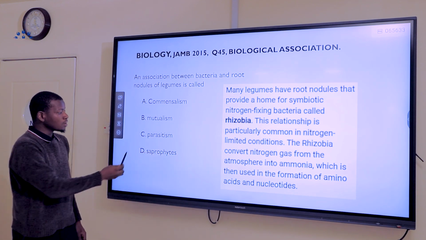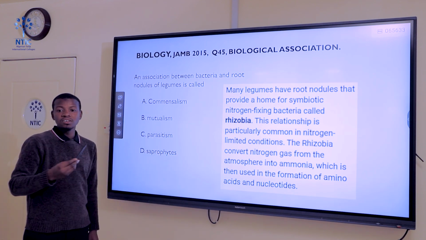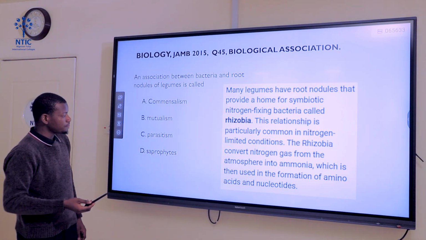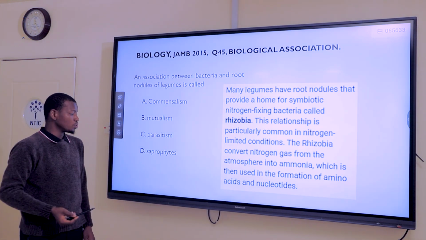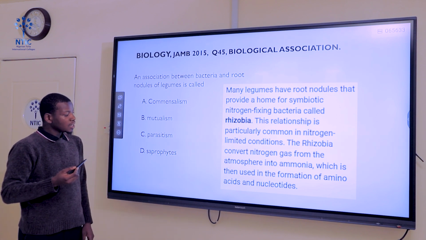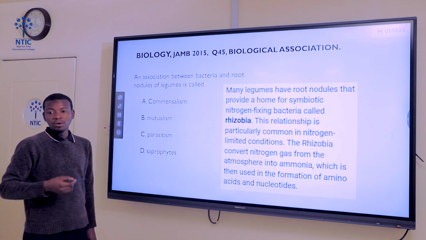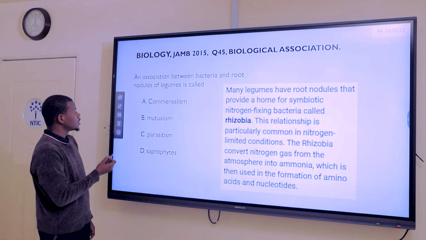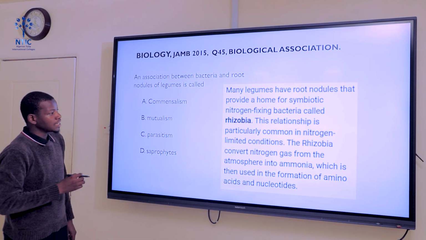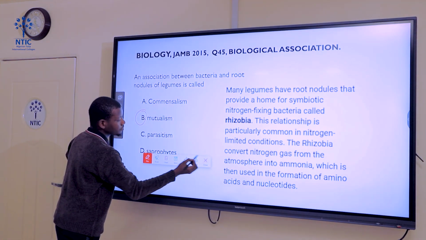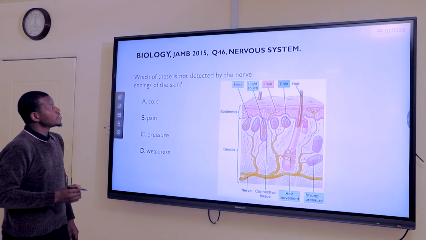In parasitism, only one organism is benefiting, and that organism that benefits causes harm to the organism it is benefiting from. It causes harm to the host. And saprophyte involves just a single living organism feeding on dead or decaying organic matter. So the correct answer here is mutualism. Mutualism.